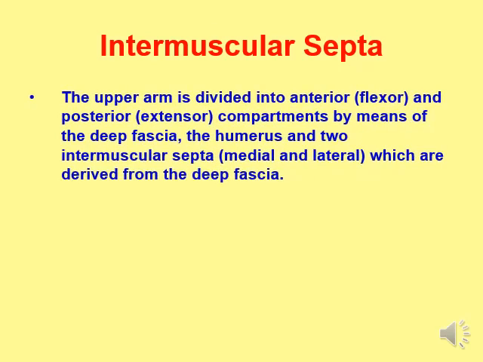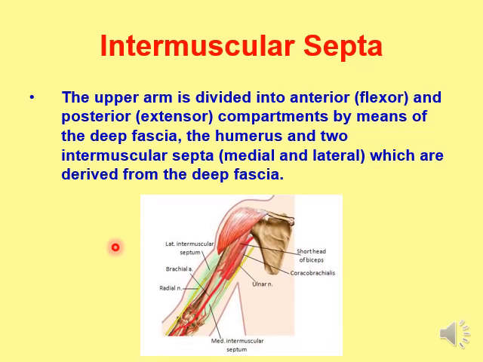At first, we have in the arm two intermuscular septa, the medial intermuscular septum and the lateral intermuscular septum. The two septa divide the compartment into anterior and posterior compartments. This is the lateral intermuscular septum and this is the medial intermuscular septum, which with the humerus divide the arm into anterior and posterior compartments.